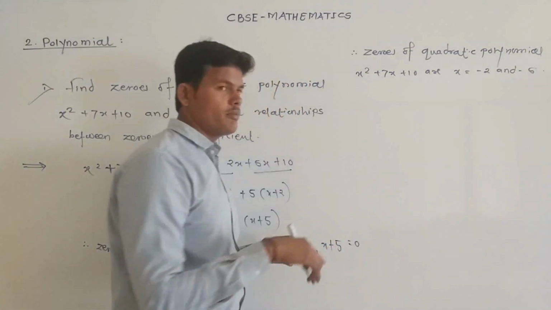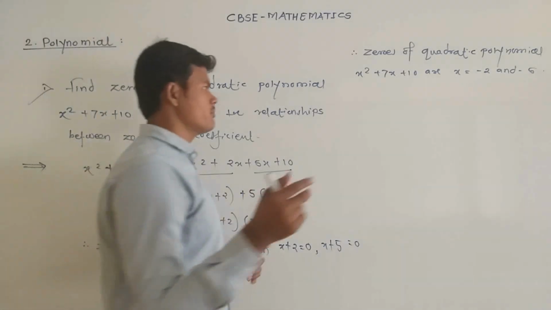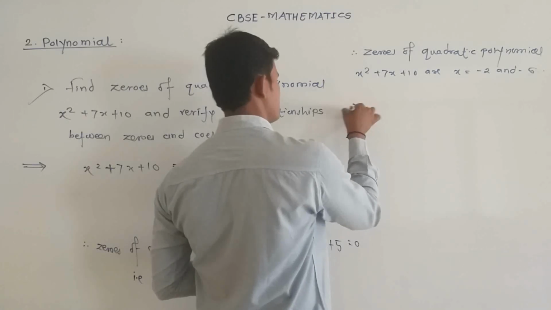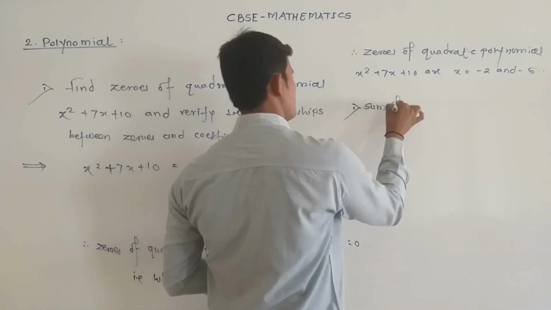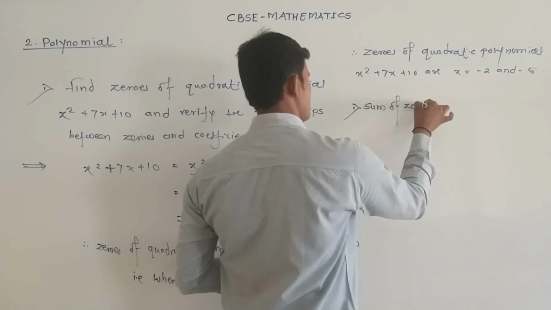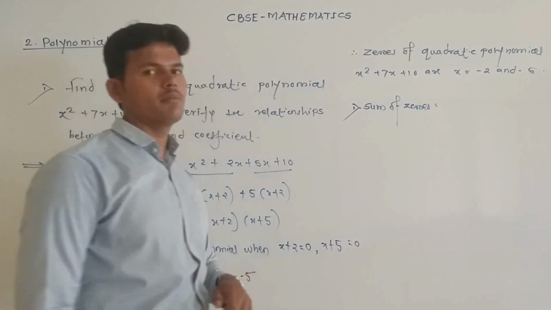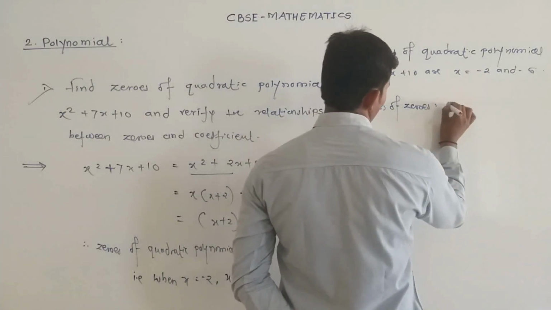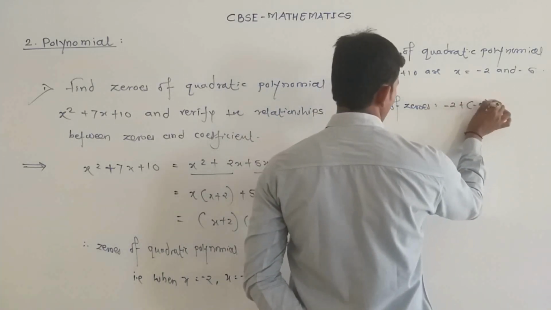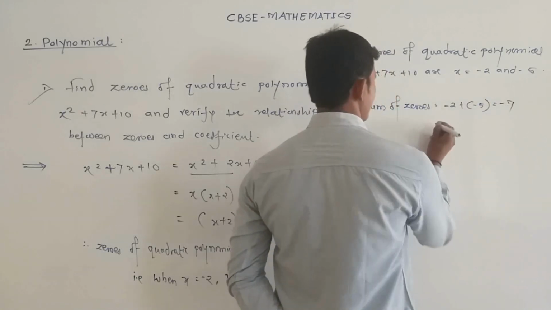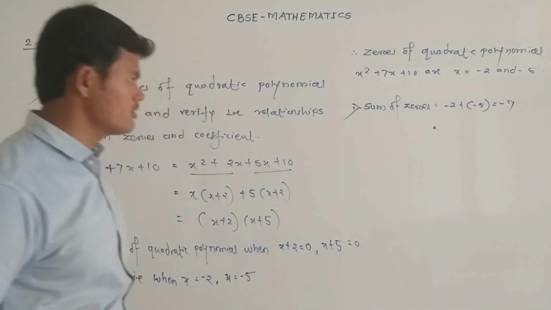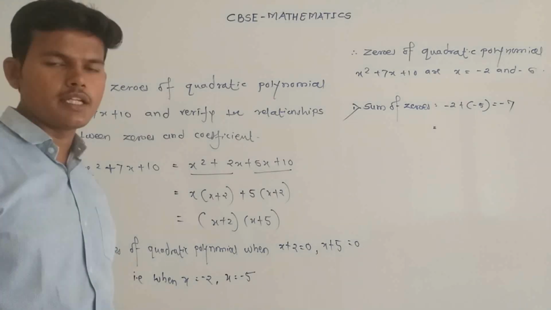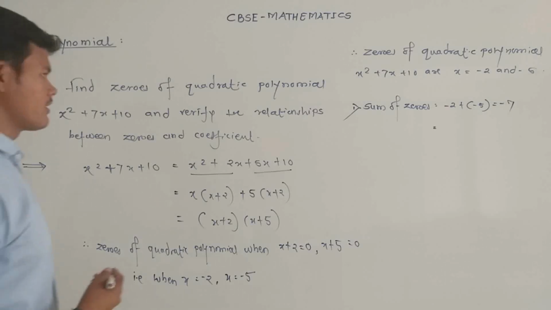For a quadratic polynomial there are two relationships. First one is sum of its zeros. So verification first: sum of zeros, that is alpha plus beta, is nothing but minus b by a. First zero is minus 2, second zero is minus 5, so we get minus 7. Sum of zeros is minus b by a, where b is the coefficient of x and a is the coefficient of x square.